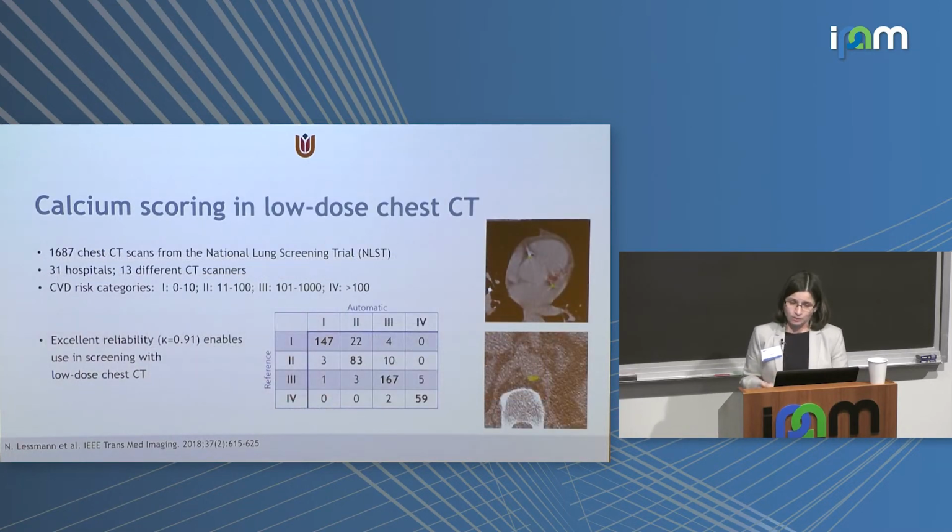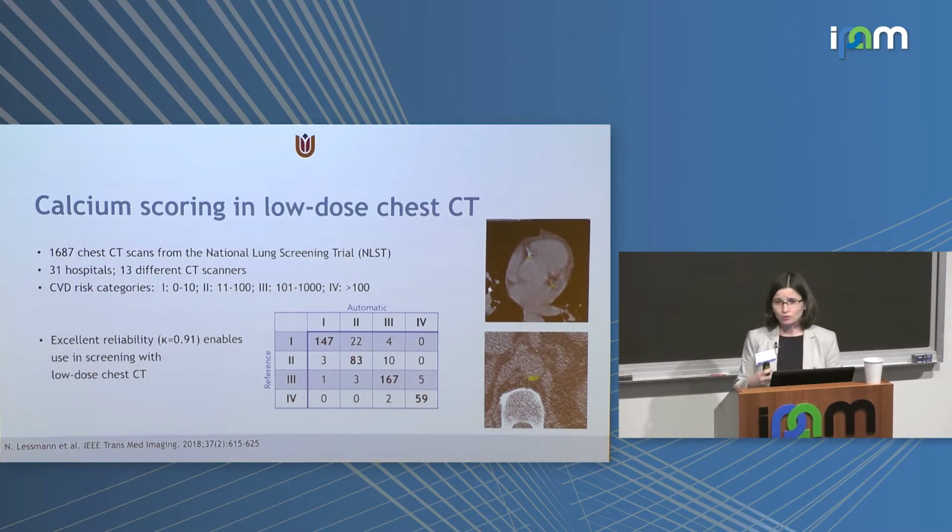And we developed this method with a large set of scans, almost 1,700 chest CTs from the National Lung Screening Trial. Interesting, or nice for us, was that the images were acquired in many hospitals. So they were coming from 31 hospitals, and they were made with 13 different scanners. So it allowed us to evaluate whether the method is robust to these acquisition parameters.